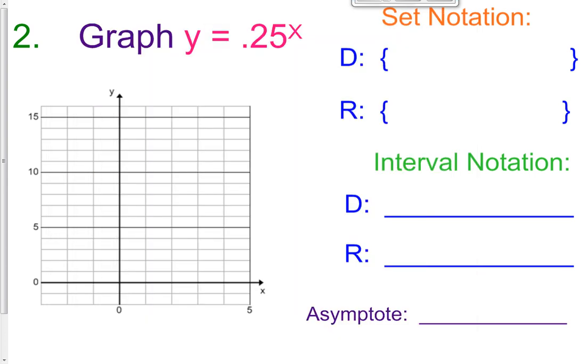From the first day of class, I told you that when our base is a number that is less than 1, we have an exponential decay graph. Well, 0.25 is my base, and 0.25 is less than 1. So again, it's staying consistent with what I told you earlier on in this class. All right, let's graph as many points as our graph paper lets us.